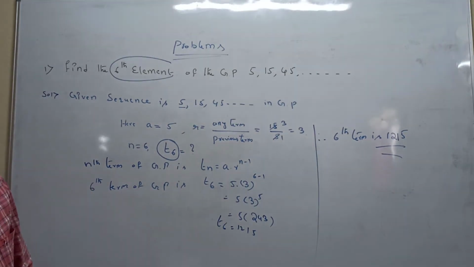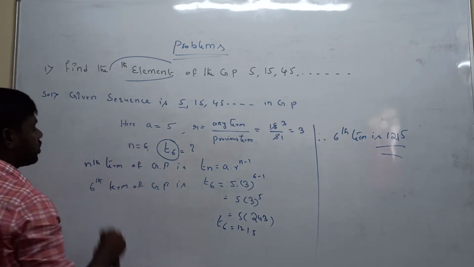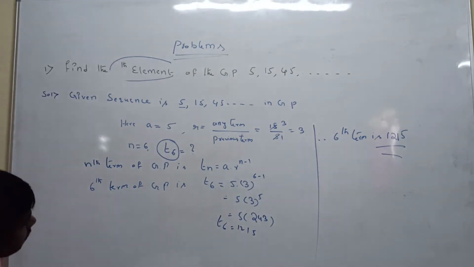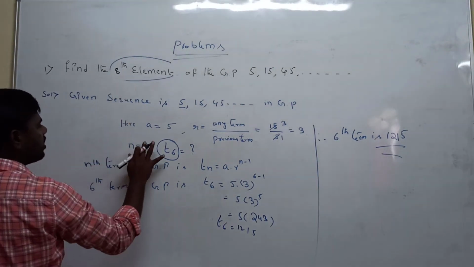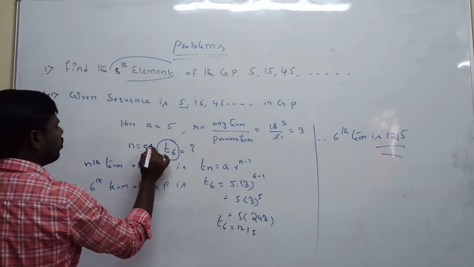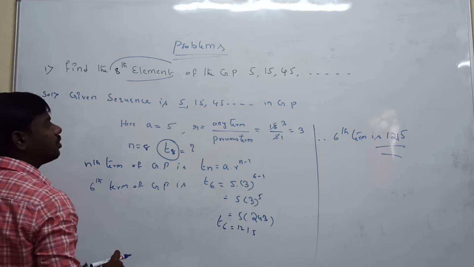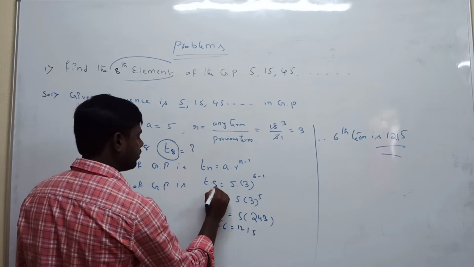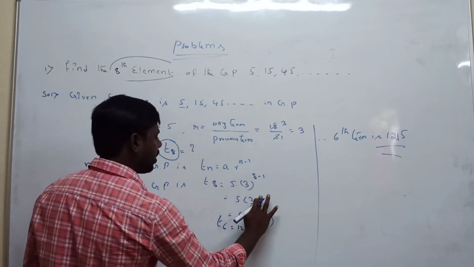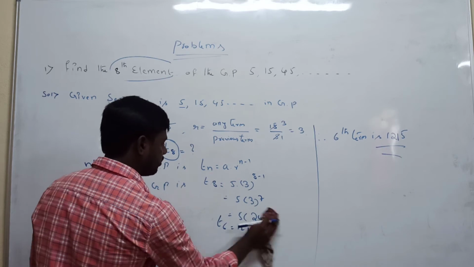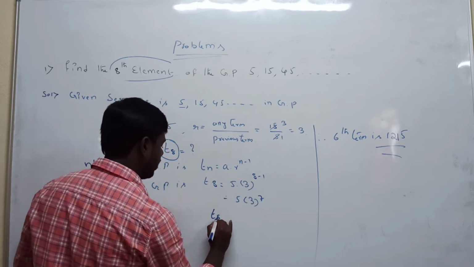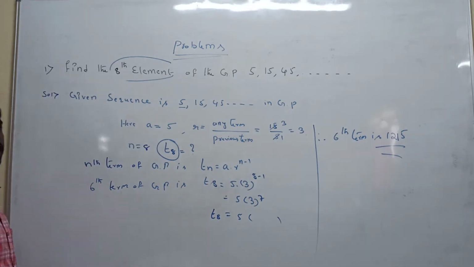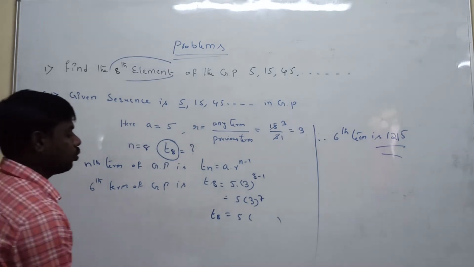Same question, but they are asking to find the eighth term. Very important question. Find the eighth term. Only n is equal to 8 to calculate the eighth term. Everything else is the same, so only in place of n substitute 8. So 8 minus 1 is 7. So T8 is equal to 5 into 3 to the power of 7. 3 to the power of 7 means 3 multiplied 7 times.